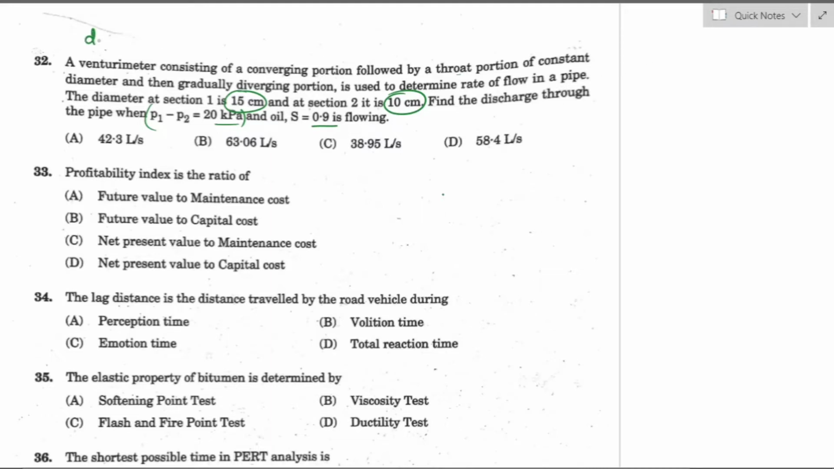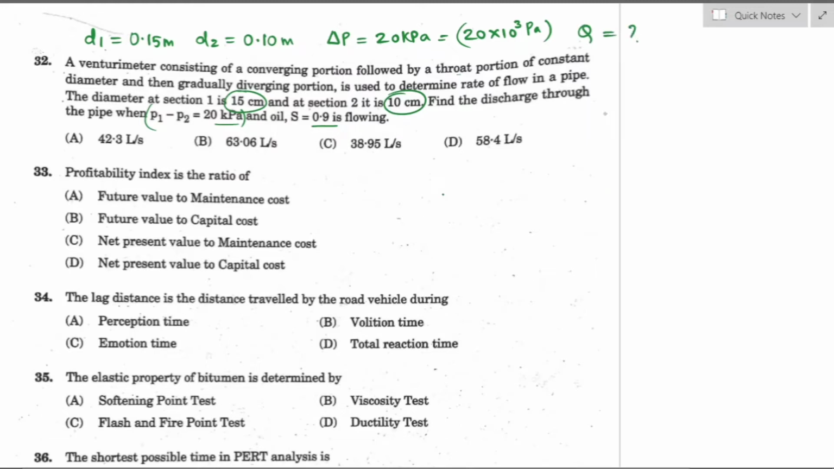So let's write down the given data. Diameter at section 1 is 15 cm. Let us take it in terms of meter, so it is 0.15 meter. Diameter at section 2 is 10 cm. Let us take it in meters, so it is 0.1 meter. Delta P is the change in pressure, so it is 20 kPa. So 20 into 10 to the power of 3 Pascal.